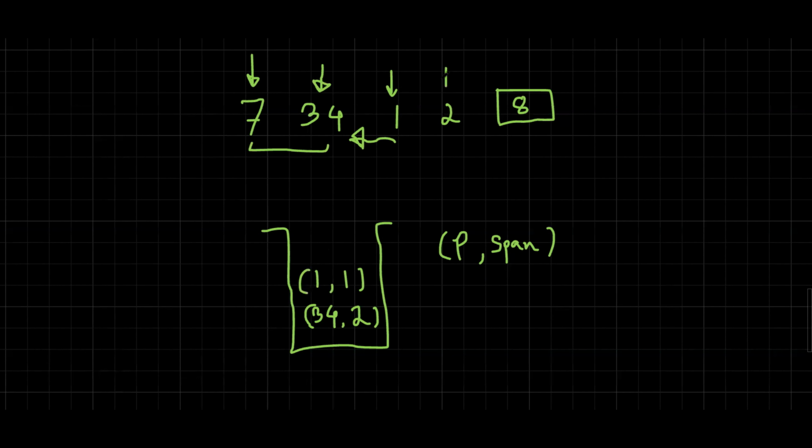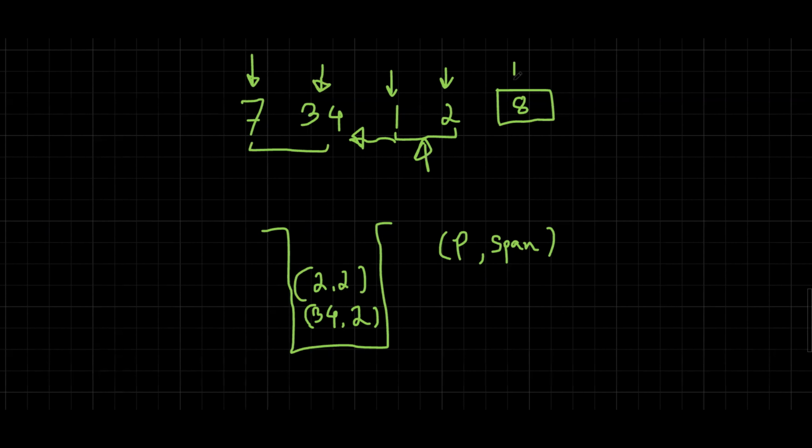Now for this element 2, the span will be 2 because there are two elements which are less than or equal to 2. It is 1 and 2. Or we have to check whether the top element of the stack is less than or equal to 2 or not. In this case, 1 is less than or equal to 2. So we have to erase the top element of the stack and insert the element 2 and 2 into the corresponding stack. So far, so good.